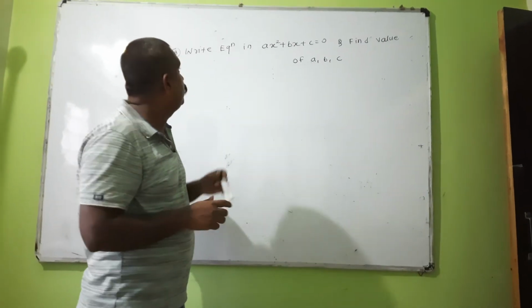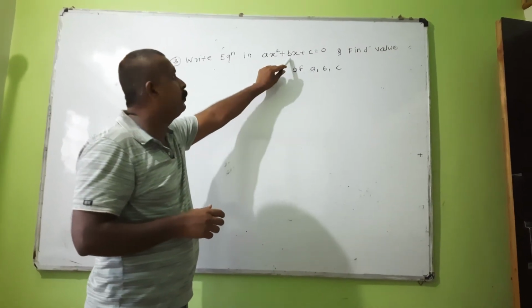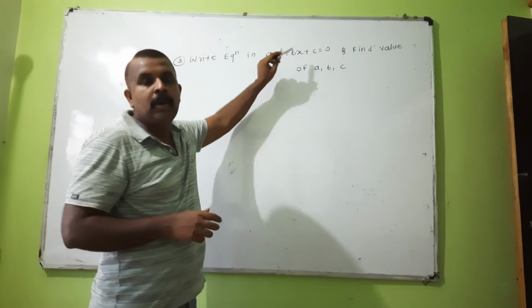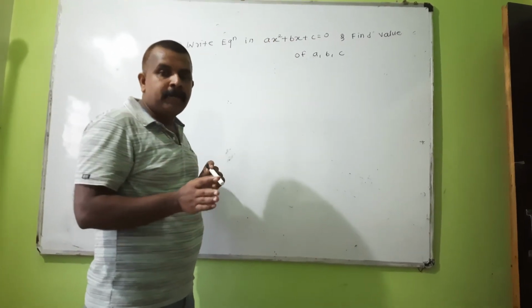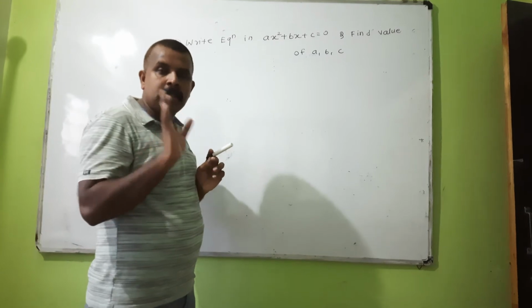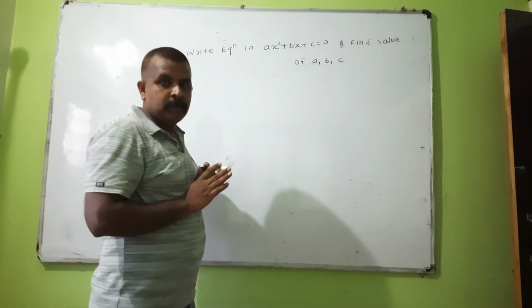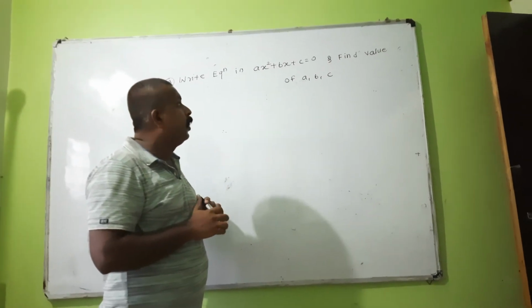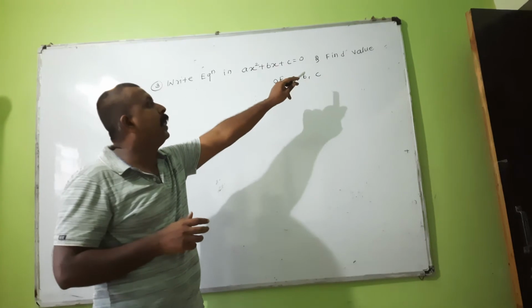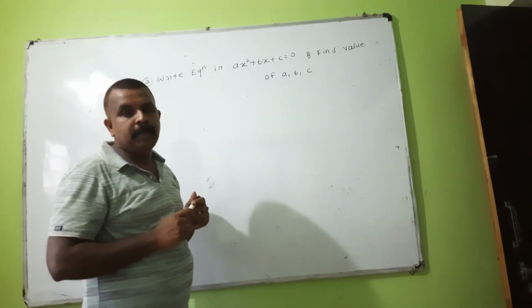So what is the equation? You can write this given equation in this format: ax² + bx + c = 0. What is this format? Standard format. So in a standard format, on the left side there are 3 parts, and on the right side there is a 0. I already discussed that point in the last video. And after that, you should find the value of a, b, c.